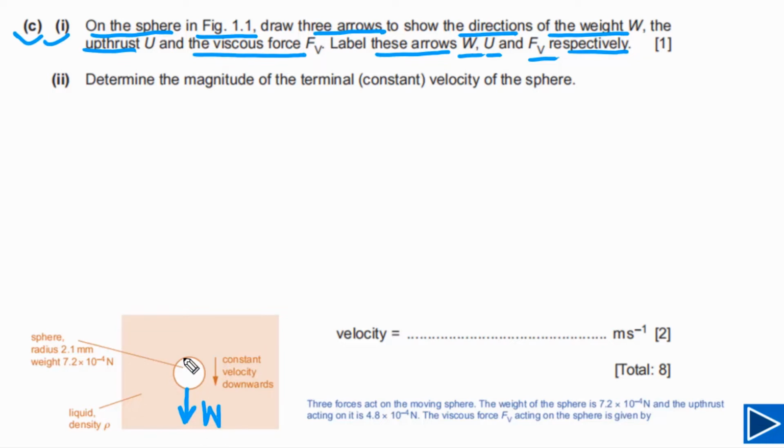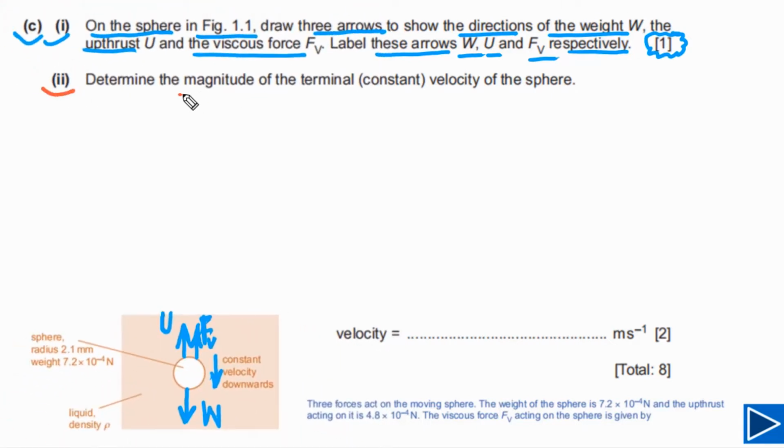Weight is acting down. Upthrust always acts upwards. It doesn't matter if the sphere is moving or at rest. So this is direction of upthrust, means upthrust is acting upwards. Now we need to understand what is direction of viscous force. Direction of viscous force depends on direction of motion. In this case, the sphere is moving downwards. It means viscous force is acting in the opposite direction. So the viscous force has to be acting upwards. So this is FV, the direction of viscous force. This is all we need to do for part 1. If you have drawn these arrows, you will get 1 mark. This part has only 1 mark.